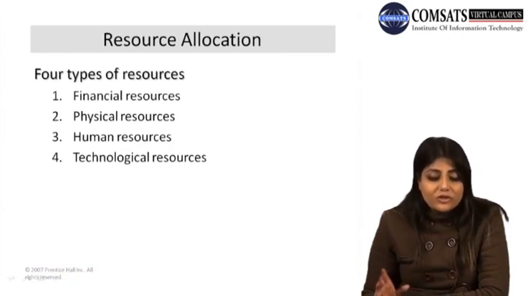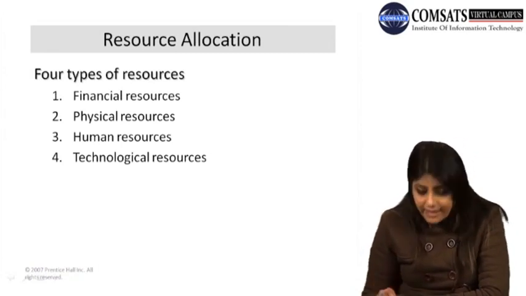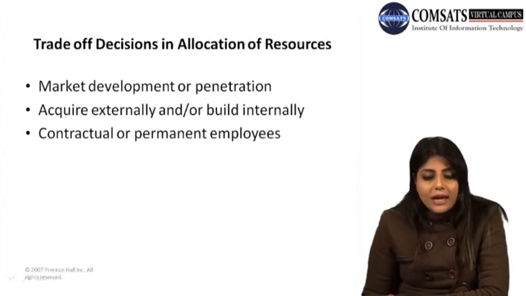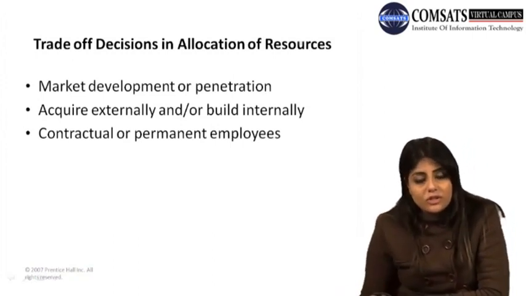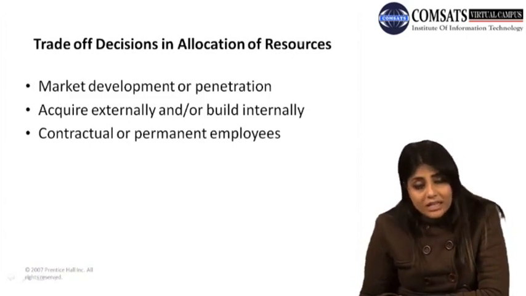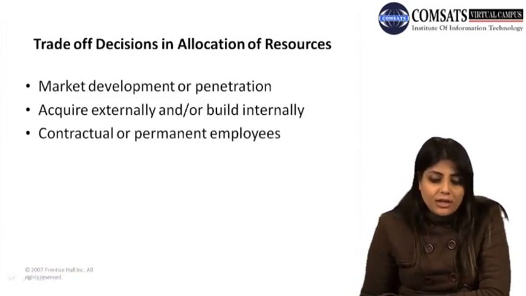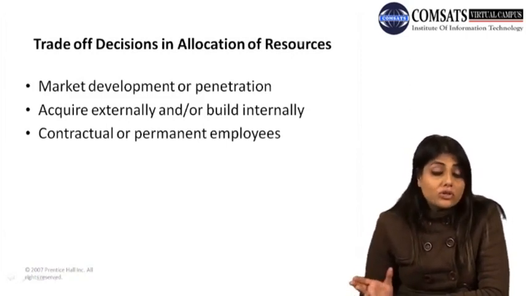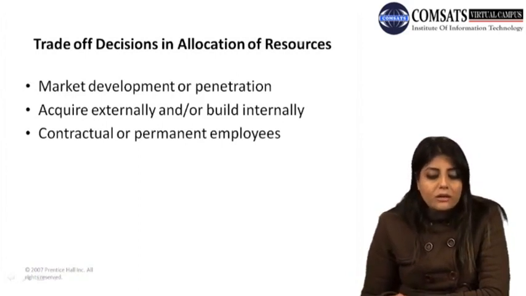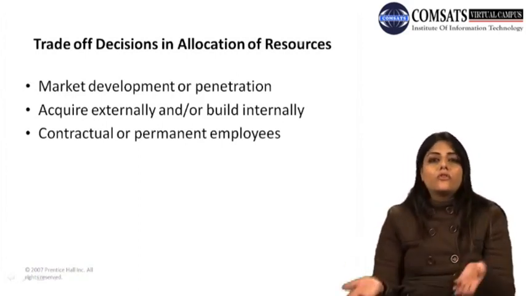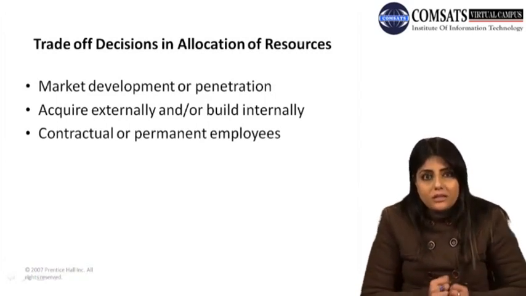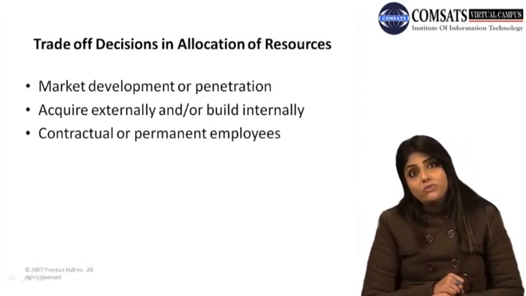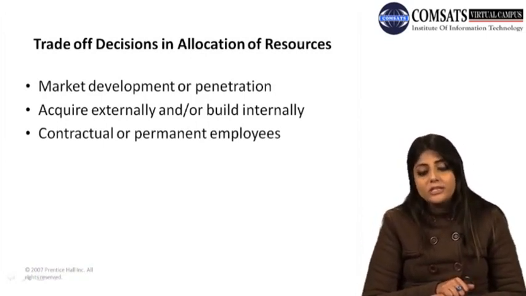So we know that there are some financial resources that the organization has. There are physical, human, and technological resources that the organization has, and then there is a trade-off that has to be made in the organizations when it comes to the allocation of these different resources. For example, whether the organization has to enter into market development or into penetration, whether it has to acquire externally or it has to insource, or it has to outsource. What is the number of contractual employees that it needs vis-a-vis the permanent employees it needs? Of course, it might be difficult for the organization to follow the market development as well as the penetration strategy at the same time because of the limited allocation of these resources.